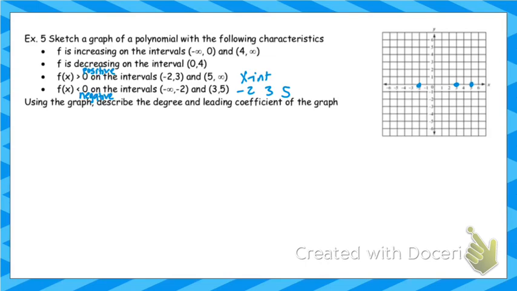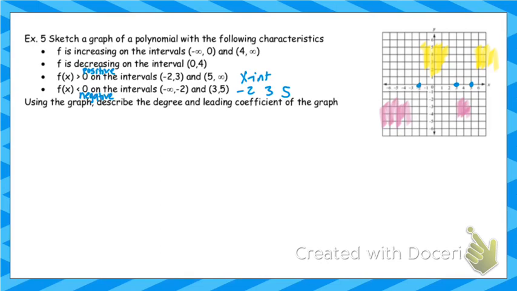All right, what we also know now is where it's positive and negative. So I'm just going to shade to help me figure that out. Between negative 2 and 3, my graph is positive. Between 5 and infinity, my graph is positive. Between negative infinity and negative 2, my graph is negative. And between 3 and 5, my graph is negative.